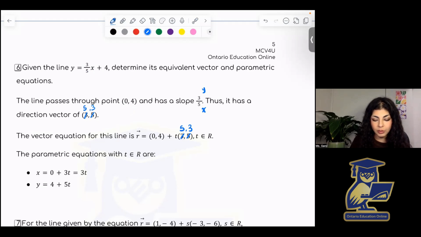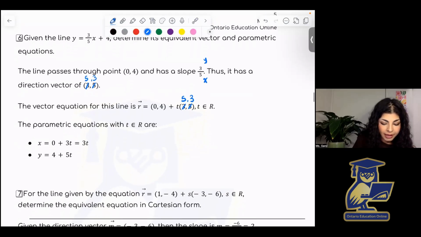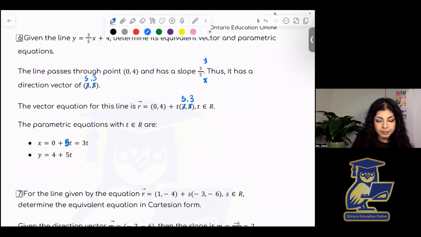So then when we write it this way, we have x, y. So we have to follow this order here. So then the vector equation is going to be r, given the vector r, which is equal to our reference point (0, 4), plus parameter t times the direction vector, which is (5, 3). And t is in the set of real numbers. And now I have to fix this one as well, because this is actually going to be 0 plus 5t now. And then y is going to be 4 plus 3t. And again, we have t is in the set of real numbers here.